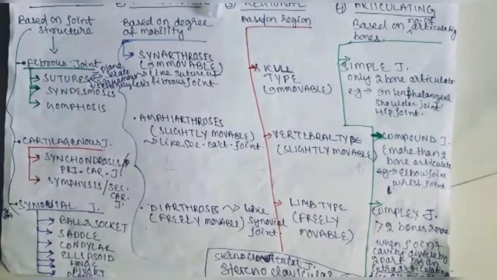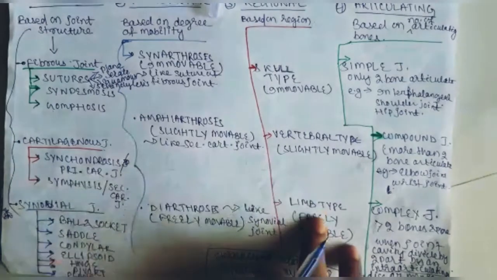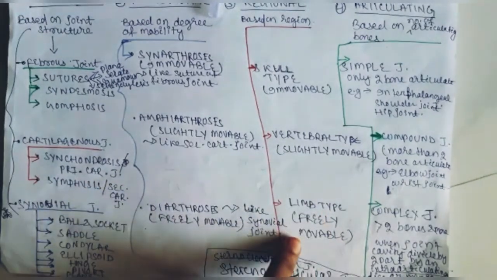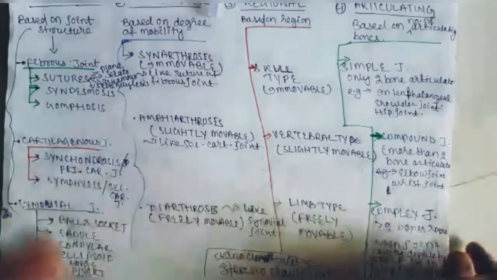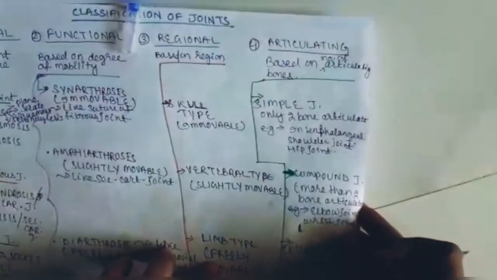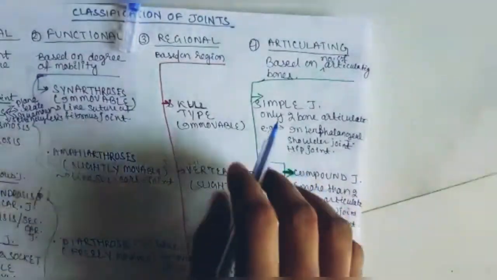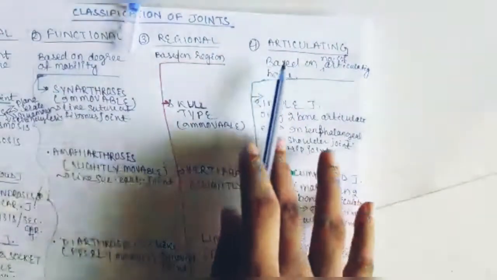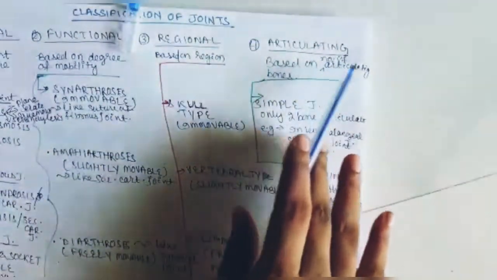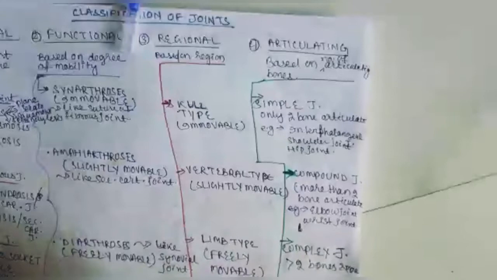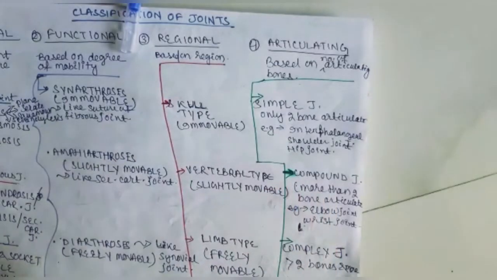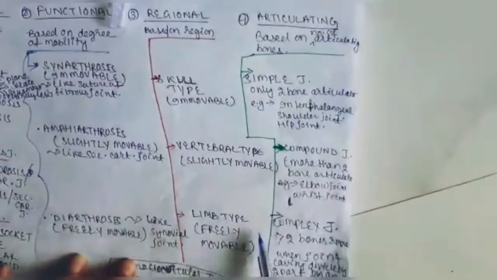Now skull type joints are immovable, vertebral type joints are slightly movable, and limb type joints are freely movable. Now next come to our articulating joints. Simply, articulating joints are based on the number of articulating bones. Articulating means how many bones are attached to a joint. This is also again three types: the simple joints, the compound joints, and the complex joints.